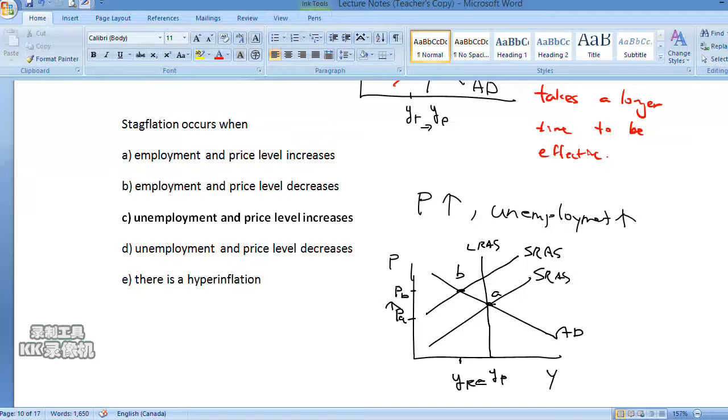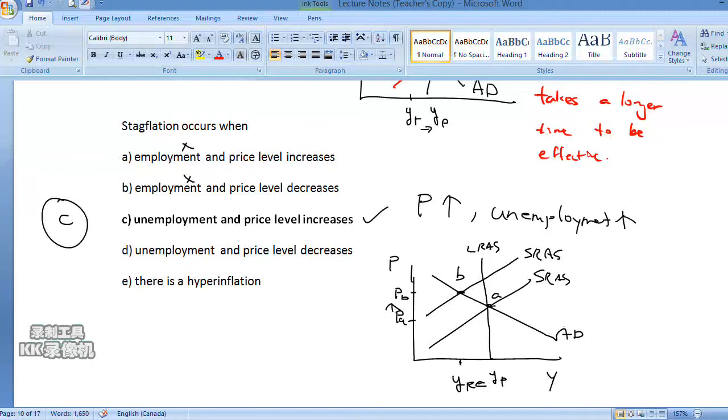So employment and price level increases? No, we want unemployment increases in stagflation. Employment and price level decreases? No. Unemployment and price level increases, that's true. So the answer is C.